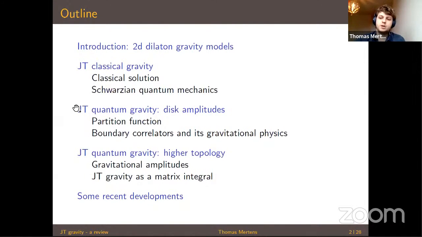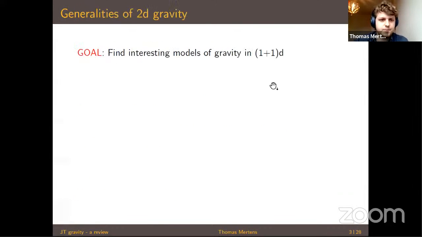Then I will describe the quantum features of this model, in particular, first amplitudes on the disk partition function, and boundary correlators and their interpretation in terms of gravitational physics. And then in the last part of my talk, I will discuss higher topology. I will discuss the calculation of these amplitudes from a gravitational perspective, and then from a dual matrix model perspective. And in the end, if I have time, I will mention some recent examples.